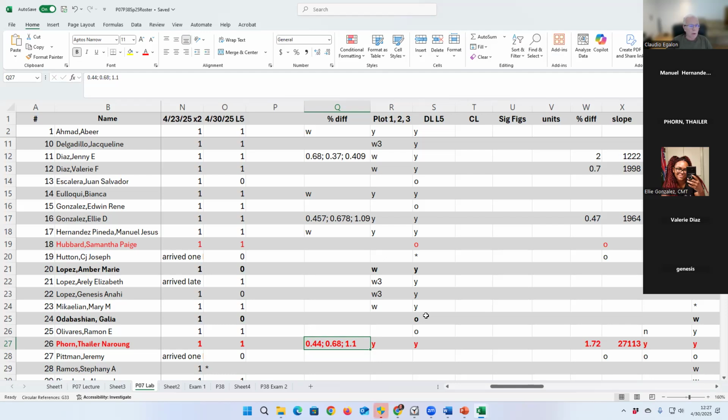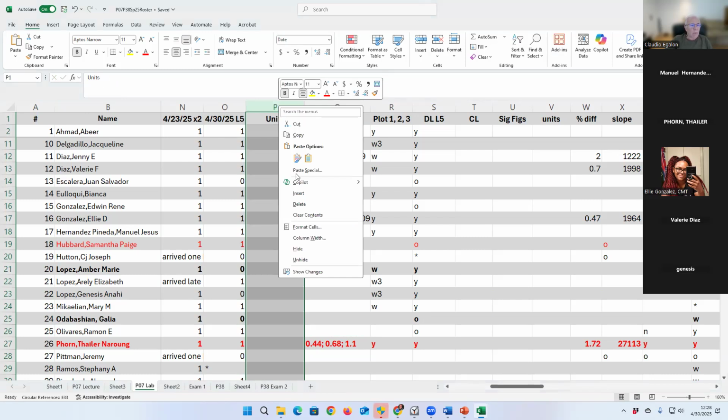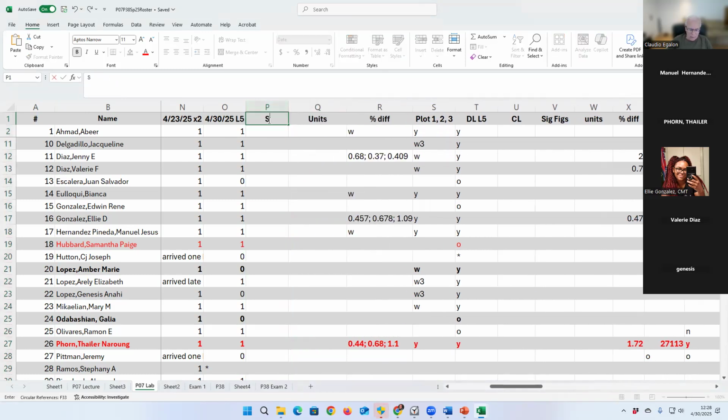And go ahead, keep on working on the rest. And what would be the rest, right? So fill the other tables, right? Let's see. What's important here? Units. Fill up the units, right? And then work on the sig figs.